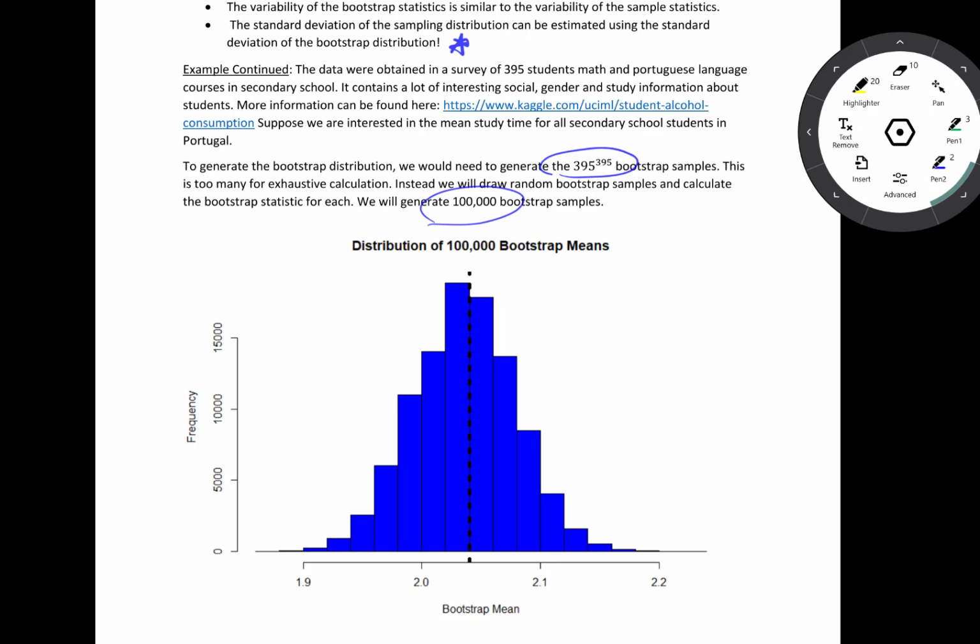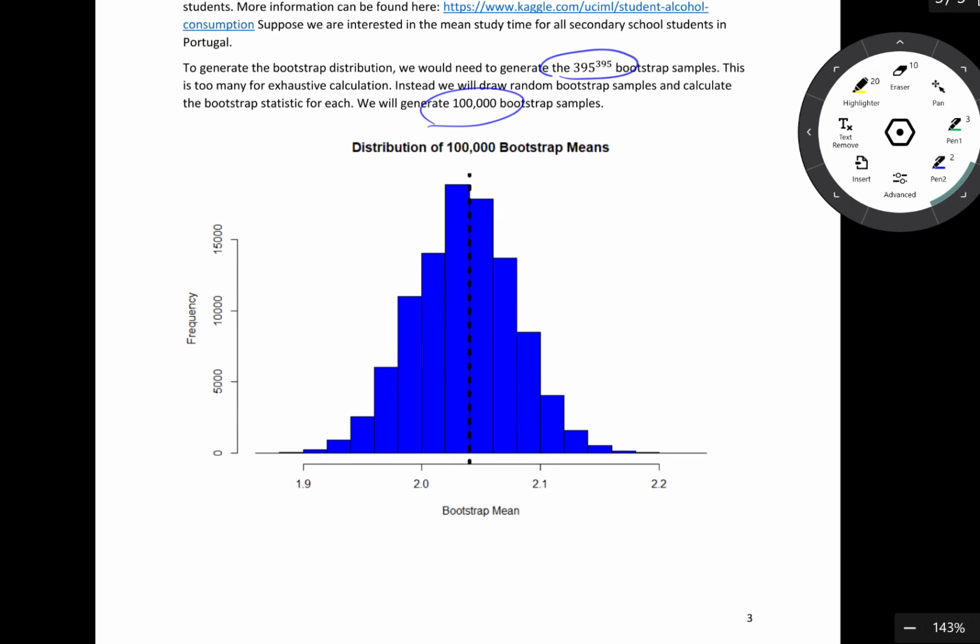Some books recommend 10,000. I've seen some do 100,000. Usually what you want to do is generate a large number, increase it a little bit, and make sure there's no distinct differences between the Bootstrap distributions that were calculated. If you're not seeing much change as you increase the number of Bootstrap samples, then you are probably fine. In other words, you're looking for that distribution to stabilize as you increase those numbers.